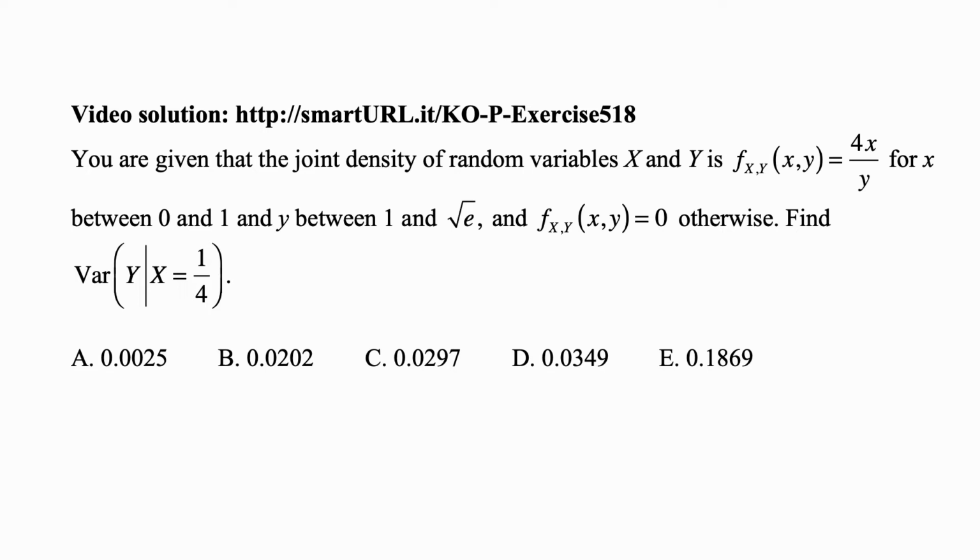Here's the problem for today for exam P. You are given that the joint density of random variables X and Y is f sub XY of x, y equal to 4x over y for x between 0 and 1 and y between 1 and the square root of e, and f sub XY of x, y is equal to 0 otherwise. Find the variance of Y given that X is equal to 1/4.